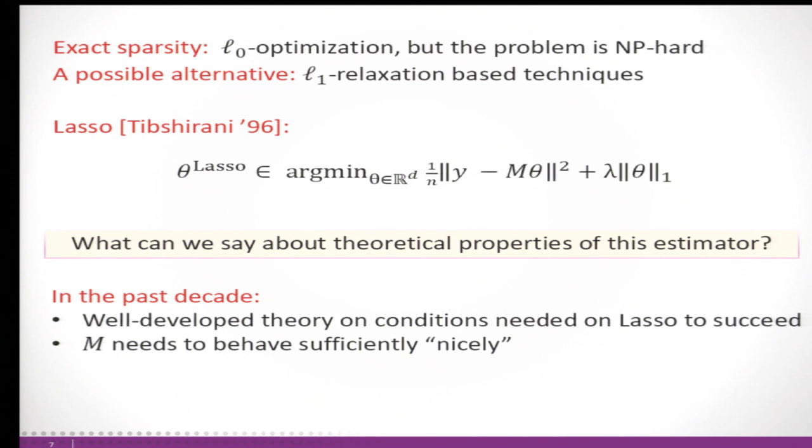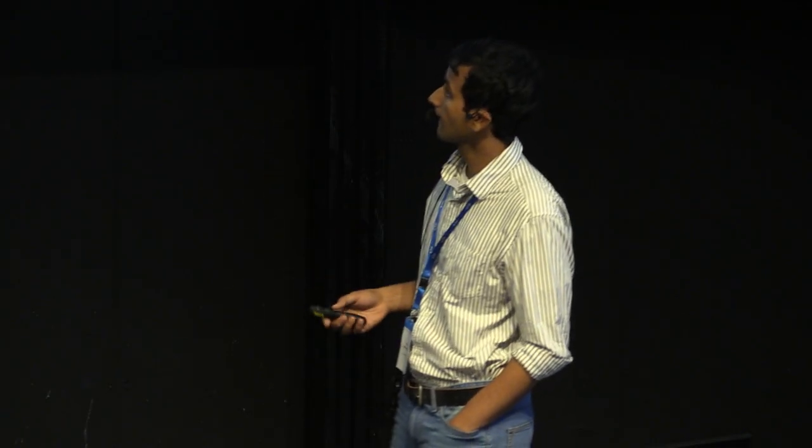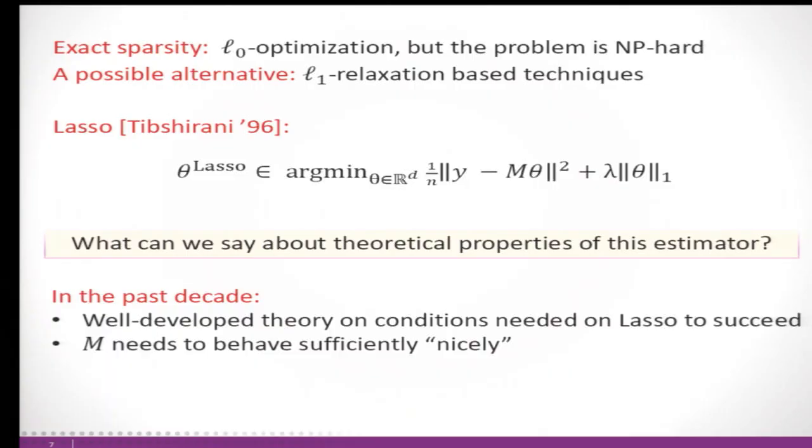So in the past decade, we have a well-developed theory in this community. The general picture that appears is that the design or covariate matrix needs to behave sufficiently nicely for the Lasso estimator to succeed in estimating theta star. So if M behaves sufficiently nicely, we can estimate theta star.